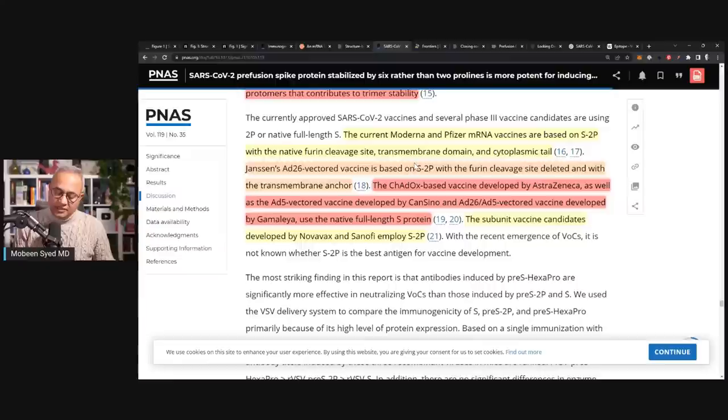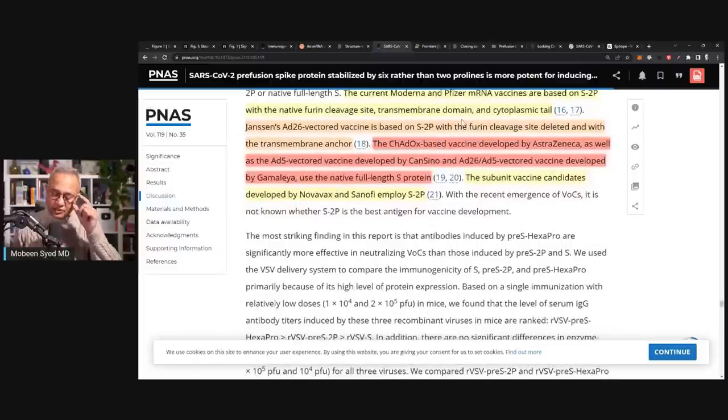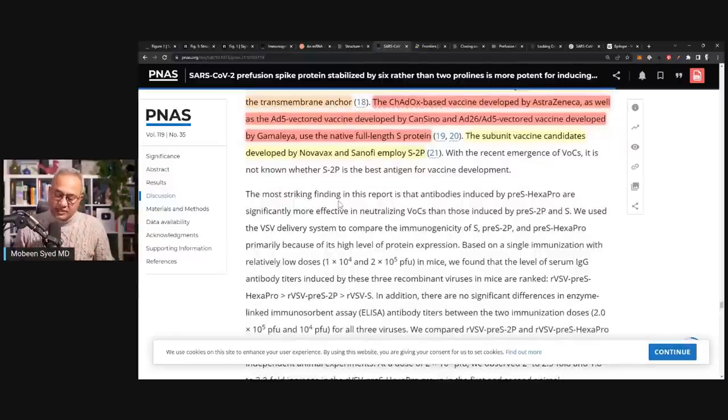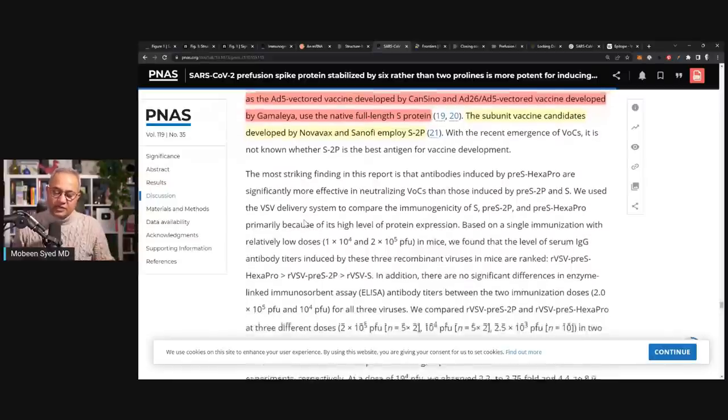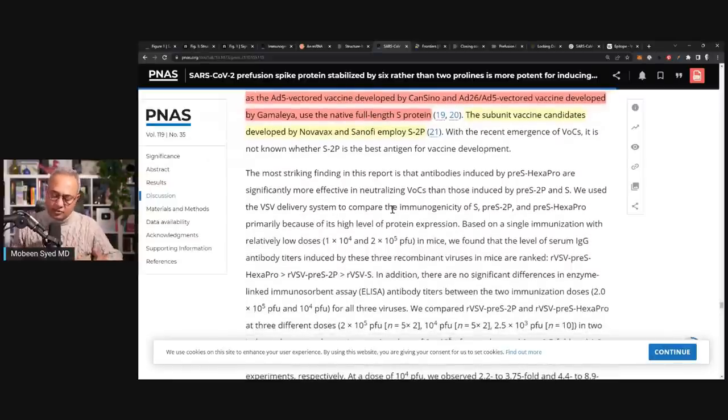So the Novavax has S2P. So then they say, this is hexaprotein. Then they say, with the recent emergence of variants of concern, it is not known whether S2P is the best antigen for vaccine development. So the newer technology folks are looking back and saying, hey, this is not the best technology. The most striking finding in this report is that antibodies induced by hexapro are significantly more effective in neutralizing. So then they talk about their own vaccine.